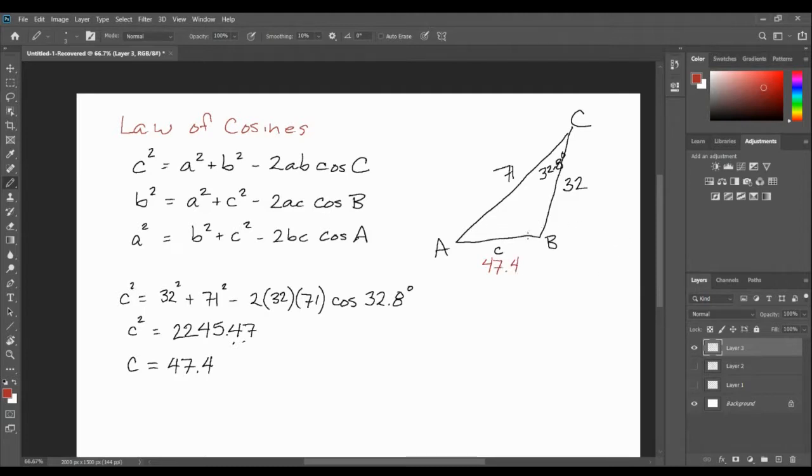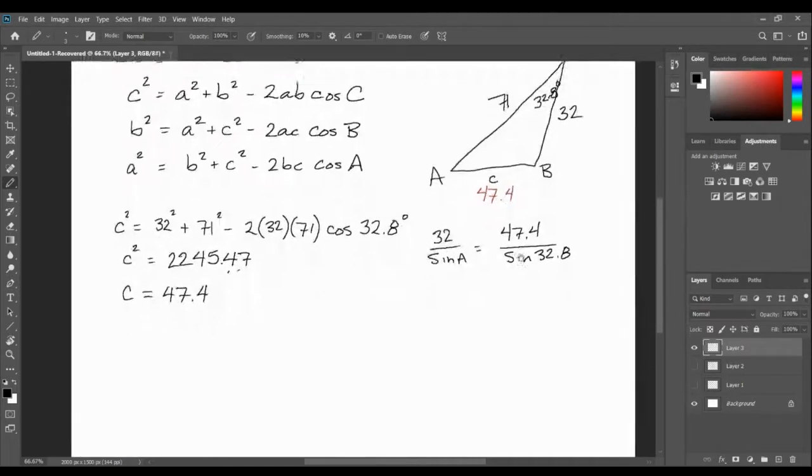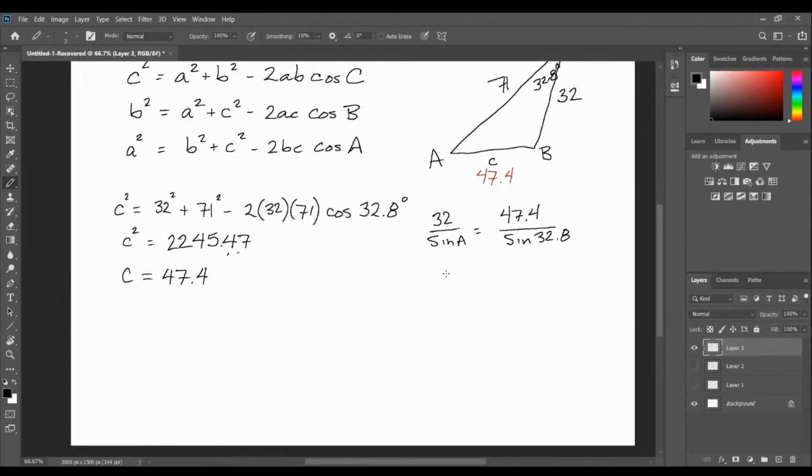Now I need these two angles, A and B. That's all I'm missing. And to be honest, law of sines would work really well for that. So I could do 32 over sine A equals 47.4 over sine of 32.8. Cross multiply. And I already know there's one solution, so I don't need to consider the two solution option.